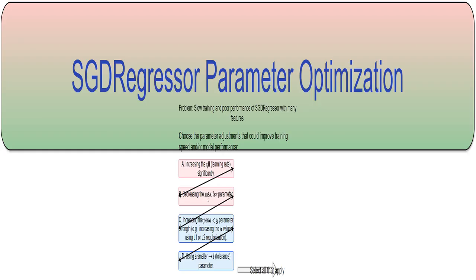This section's title tells us we're dealing with a multiple-choice question that tests my understanding of how to optimize the SGDRegressor in scikit-learn. SGDRegressor uses stochastic gradient descent to fit a linear regression model. That's a fancy way of saying it finds the best fitting line, or hyperplane in higher dimensions, by iteratively tweaking its parameters. We're looking at ways to make the process faster and more accurate.